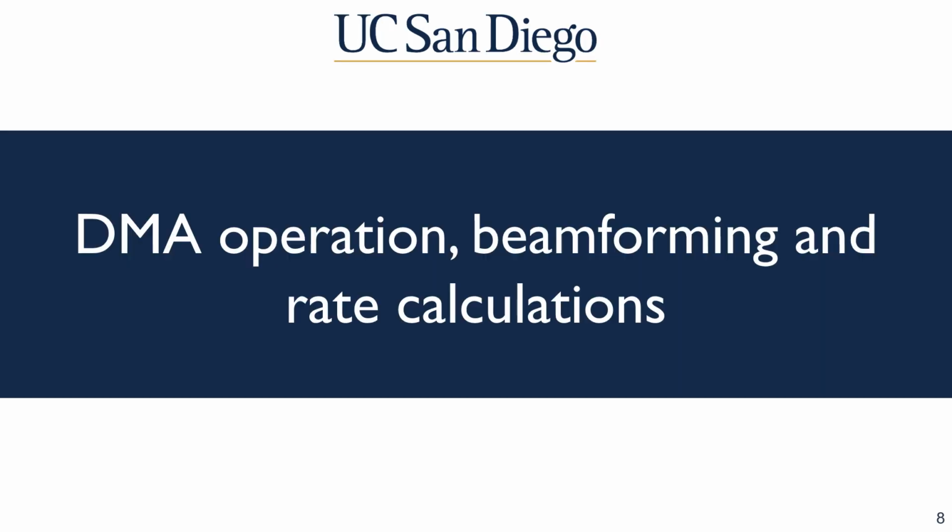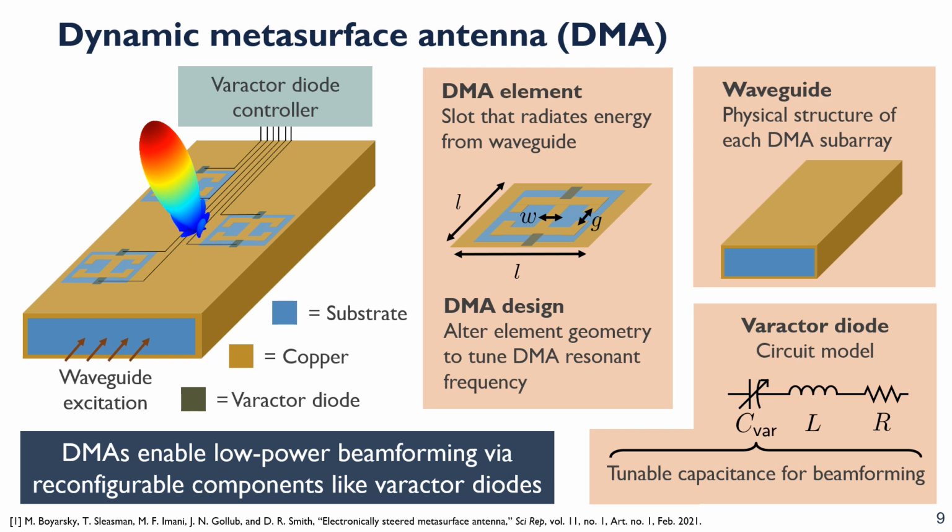We will now go into more detail about the DMA operation, how we can do beamforming with DMAs, and our rate calculations. So as we've already discussed a little bit, these dynamic metasurface antennas are a type of reconfigurable slotted waveguide antenna. Our waveguide is the base of this structure, and different slots within the waveguide with this specific geometry act as the DMA elements that radiate out power from the waveguide.